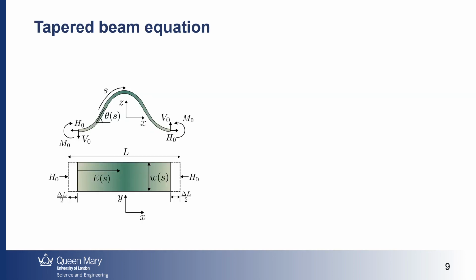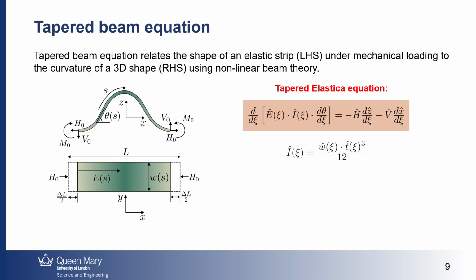So how do we derive the equations for that? We use these classic tapered beam equations. These equations are derived from a nonlinear beam theory. Look at the equations. On the left, you can see some classic, very familiar terms from your solid mechanics module, where you can see Young's modulus, second moment of area, and the shape of the structures. On the right is the loading, how you apply the loading, either transverse loading or vertical loading.